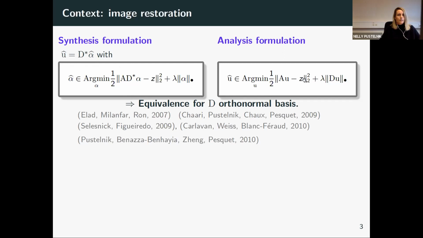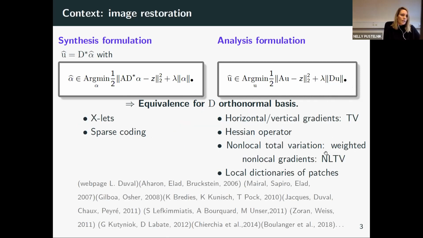On the other side, you have a similar minimization problem, but this time the D is not on the side of the data fidelity term, but on the penalization side. Typically you take the image, project it in a transform domain, and apply, for instance, a sparsity penalization on it. You can find in the literature that both problems are equivalent, for instance when D is an orthonormal basis, and for very few examples. But in general, both problems are not equivalent.